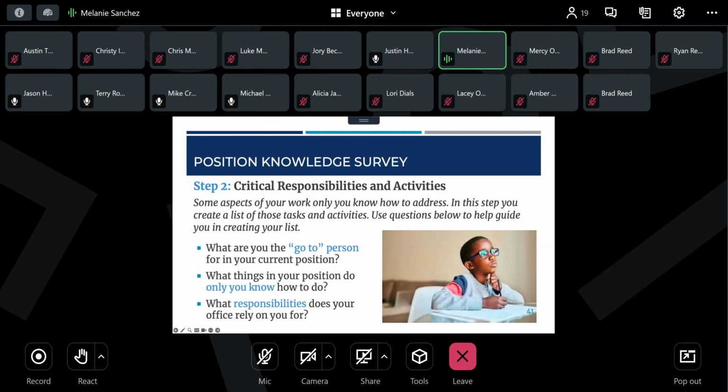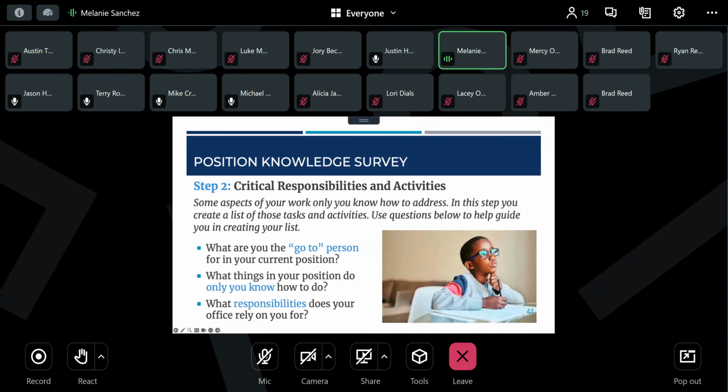So you want to ask yourself, what are you the go-to person for in your current role? What tasks and responsibilities are known only to you and require your specific knowledge and skills? What does your office or department rely on you for? And in what areas are you the subject matter expert?